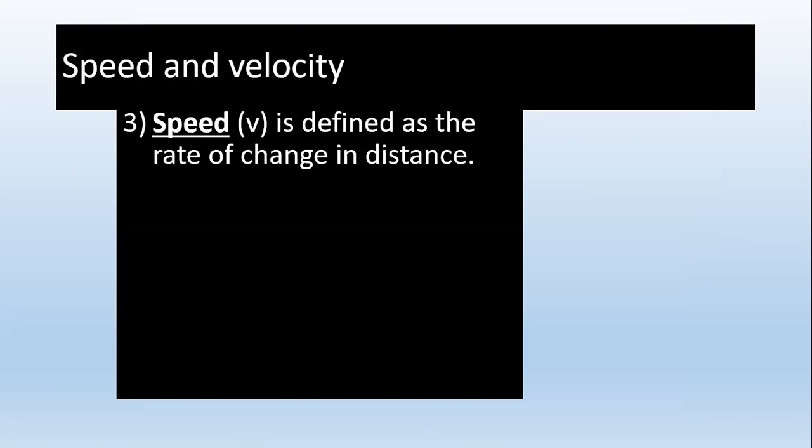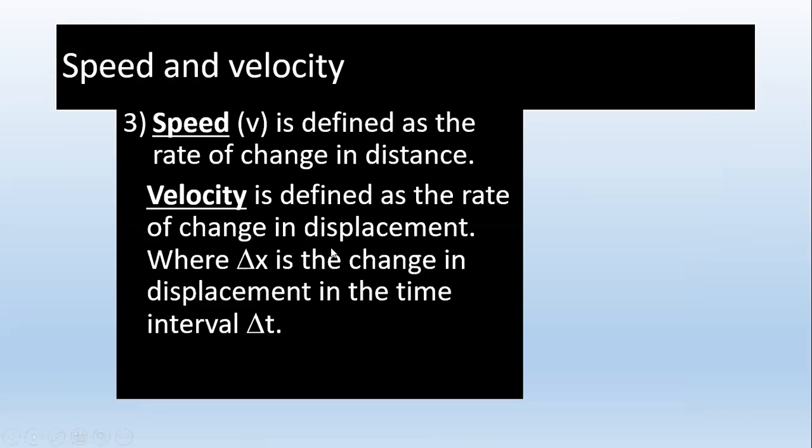Speed and velocity. Speed is defined as the rate, right? The key term is rate of change in distance. Velocity is defined as the rate of change in displacement. This is displacement, and this one is distance, with time. Sometimes we use delta x, the change in displacement, over the time interval, the change in time during this displacement.